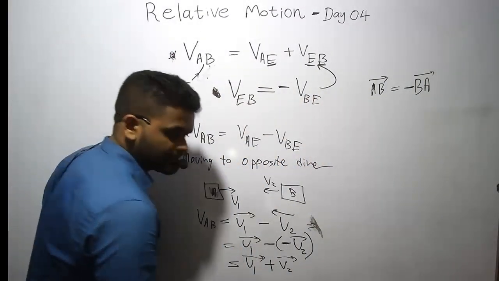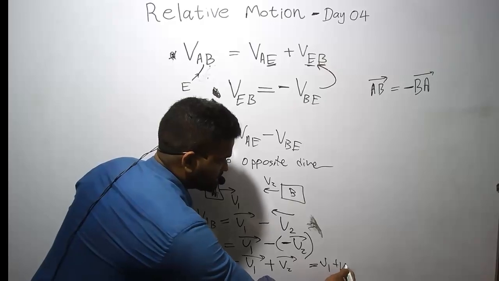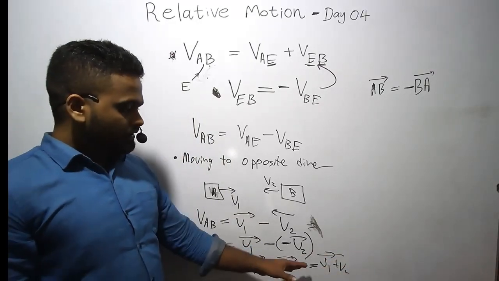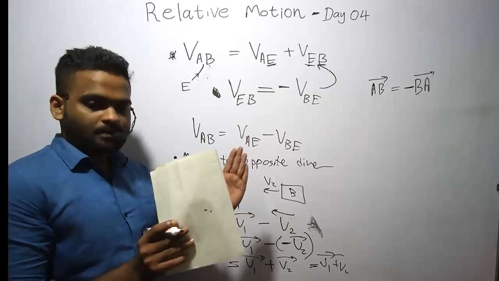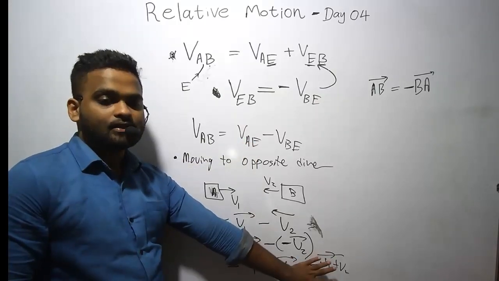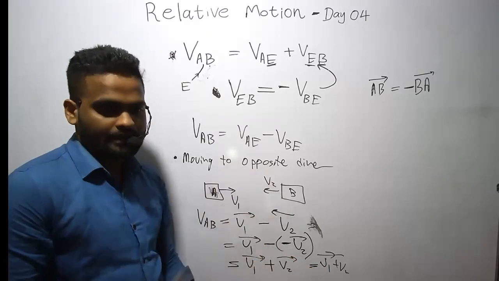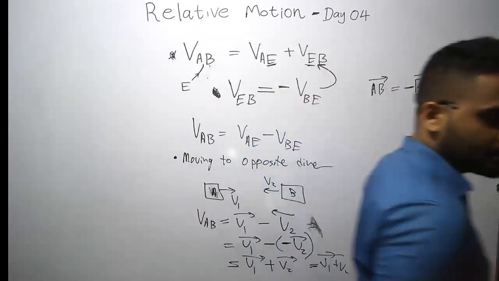So what do you get? V1 plus V2 to this side. So when the objects are moving to opposite directions, you just have to add those velocities in order to get the relative velocity between them. Okay, take it down. And thumbs up once you take it down.